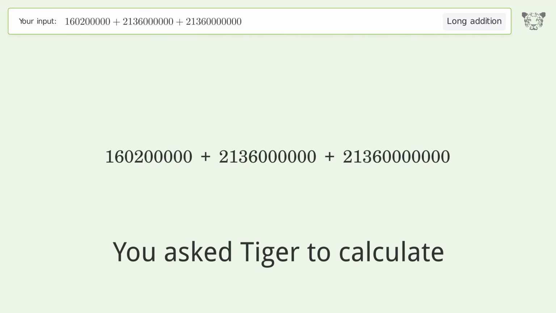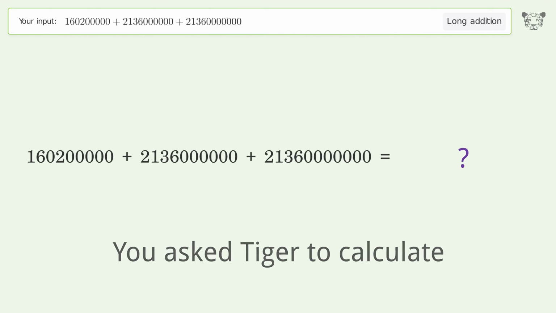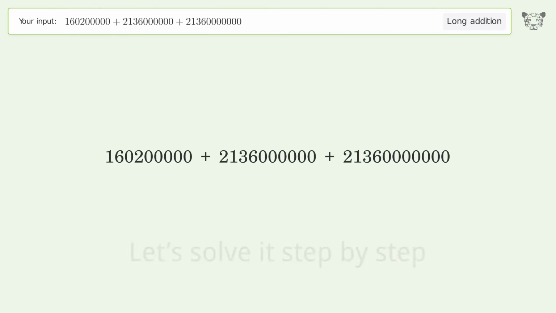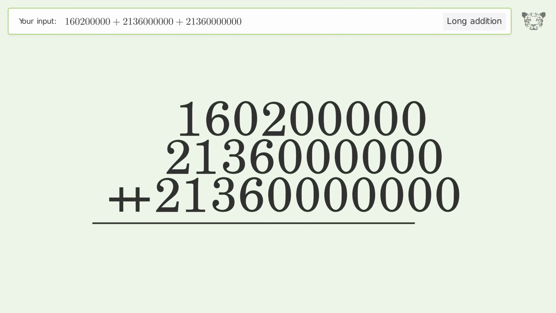You ask Tiger to calculate. This deals with long addition. The final result is 23,656,200,000. Let's solve it step by step. Rewrite the numbers from top to bottom, aligned by their place values.